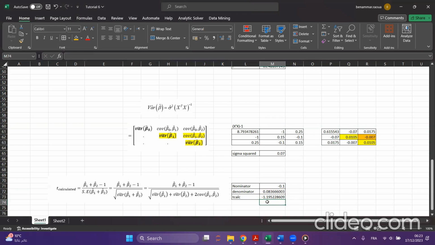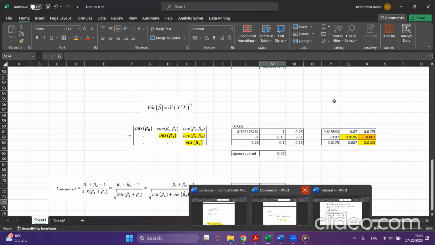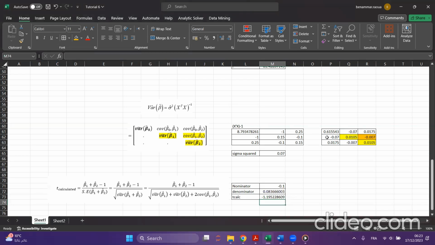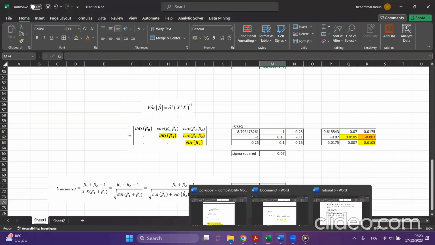It's minus 1.195 and so on. I forgot to mention this earlier, but here we have a two-tailed test since our H0 has an equality sign. So we have to compare the absolute value of the t calculated that we just found to the t from the table. So let's go to the t table.